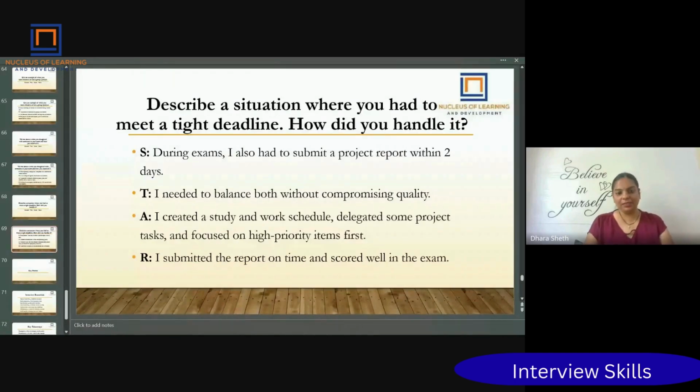The last example, describe a situation where you had to meet a tight deadline. How did you handle it? During exams, I also had to submit a project report within 2 days.